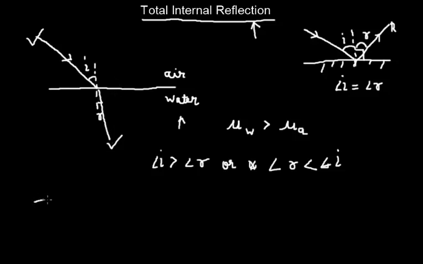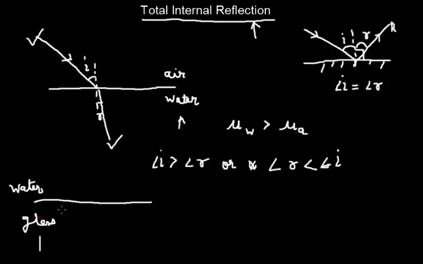Similarly, if we consider water and here glass, glass is denser than water. Like water was denser than air, the density of glass is more than the density of water, and the refractive index is also greater than the refractive index of water.